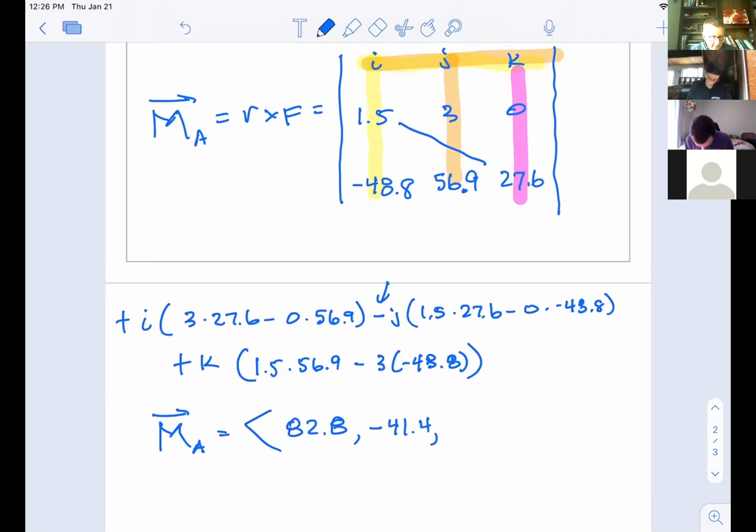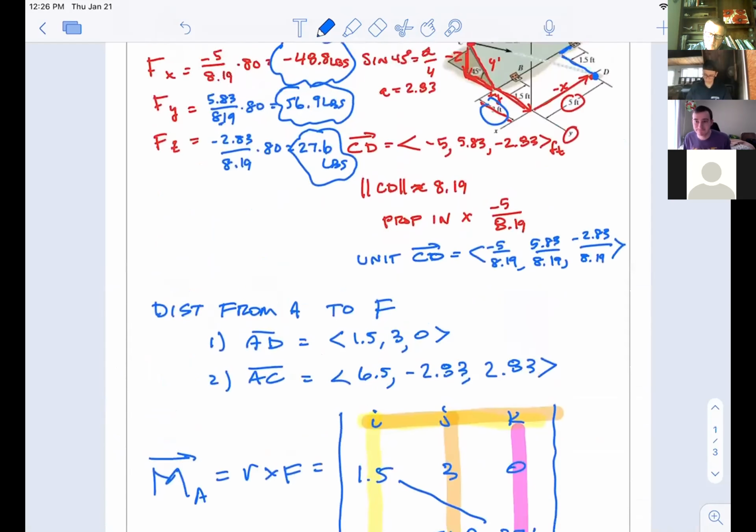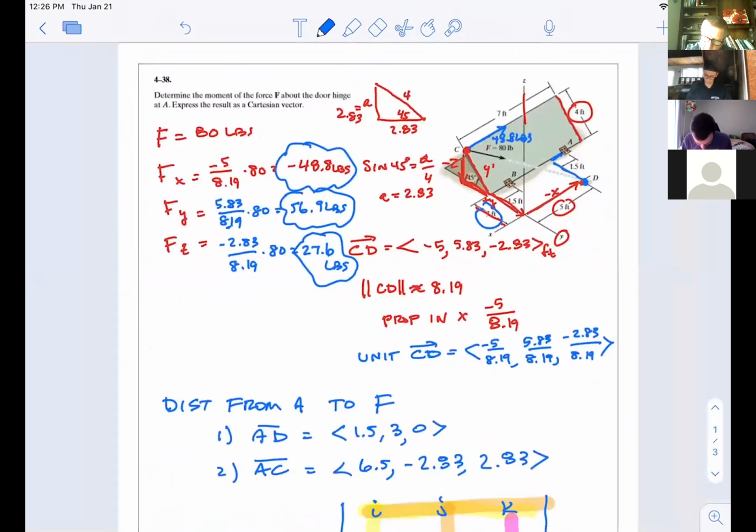And then finally, I've got a lot to do. 1.5 times 56.9 minus 3 times negative 48.8. I got positive 231.75. What are the units of that? You can't leave that off. What was I multiplying? My radiuses were in feet.